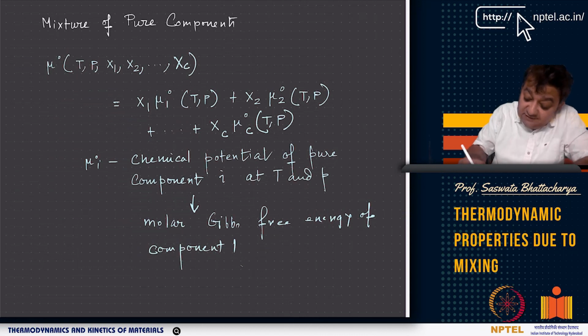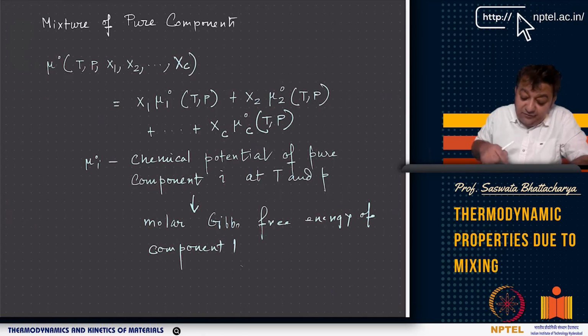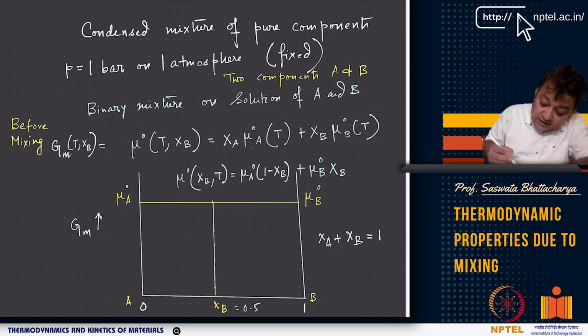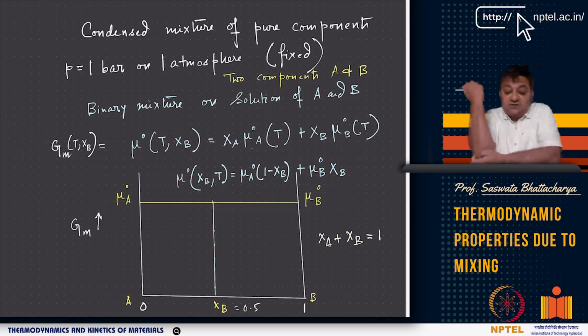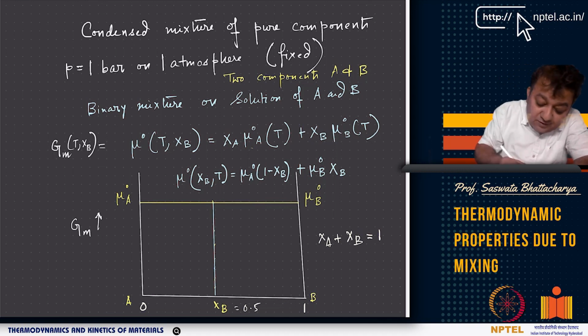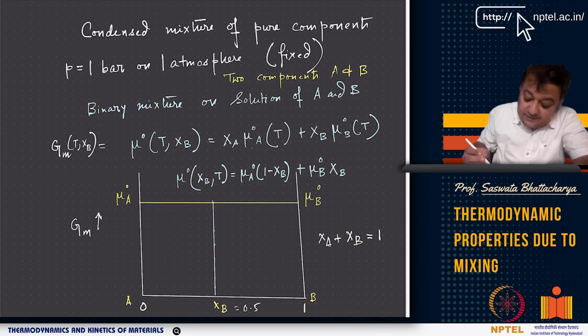This is the process that I'm talking about, before mixing. So this is before mixing, as you can see here. Again, I am looking at a mixture of pure components, for example in the liquid state or in the solid state, which means the PV work is negligible. So we are assuming P equal to 1 bar, or 1 atmosphere, and we are fixing it.